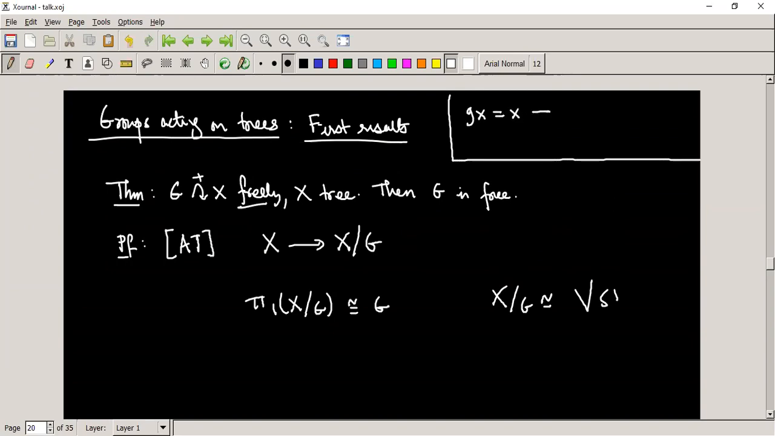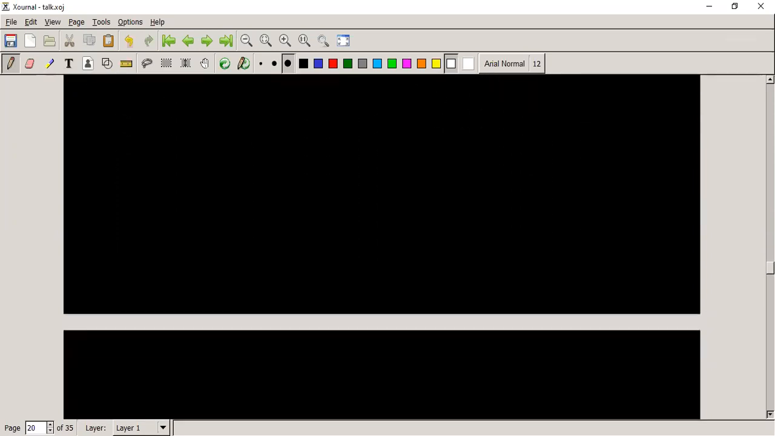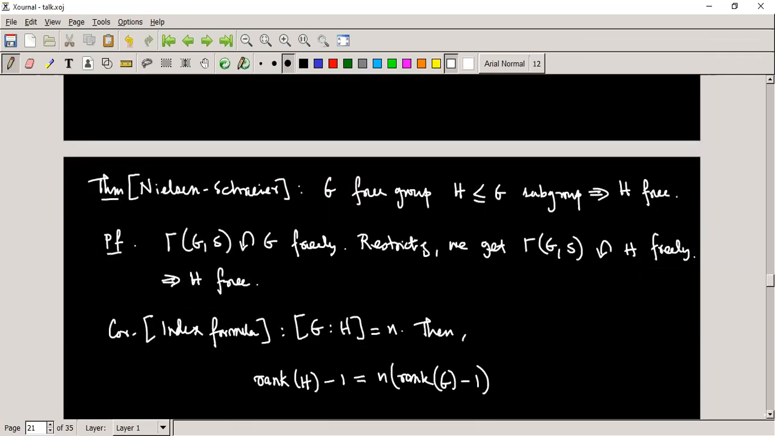So gx equals x implies that, so let me see, if there exists x in X such that gx equals x for some g in G, then g has to be the identity. Only the identity can fix a vertex. So the stabilizer is trivial for each vertex. Exactly. And the action being without inversions means that the stabilizer of each edge is also trivial. So it acts freely on the vertices and on the edges as well, because the edges cannot be flipped. Okay, perfect. So it's free in the topological sense. You can just say that instead of saying two things at once.